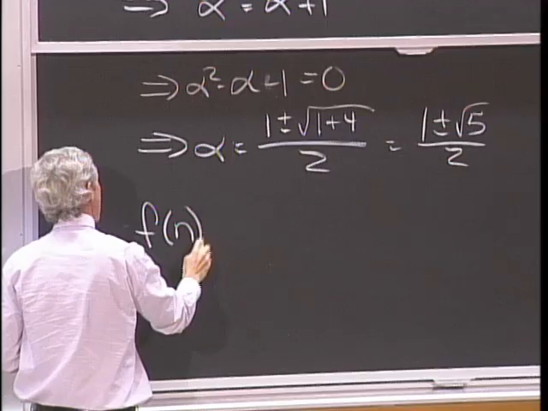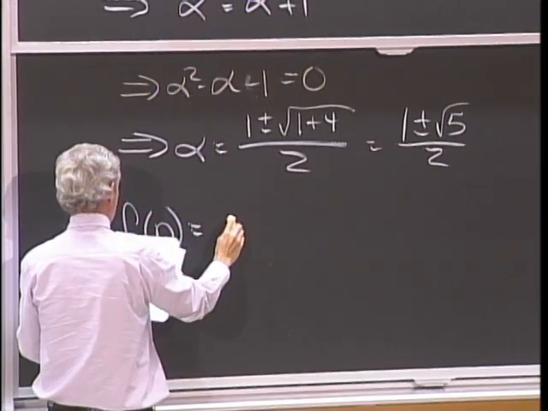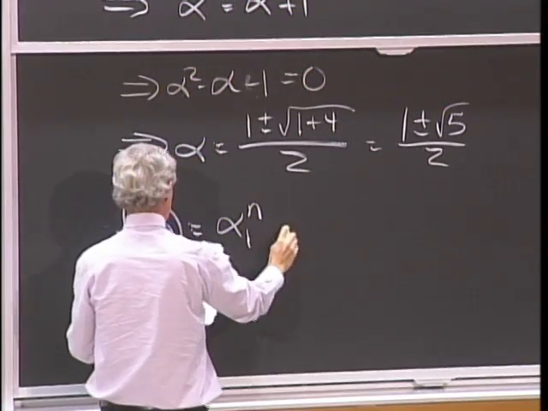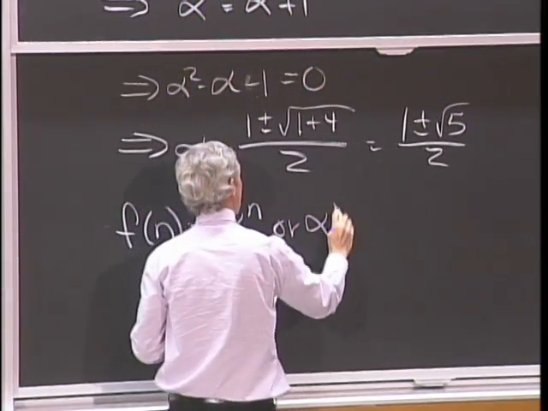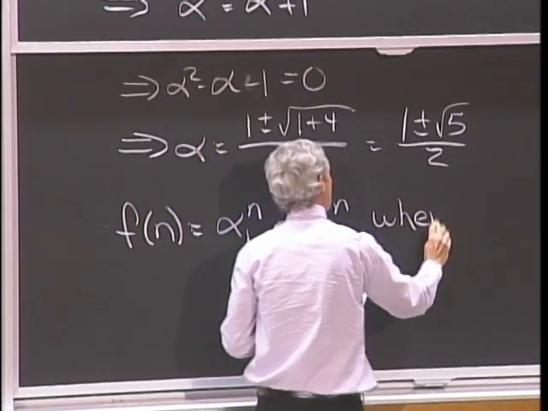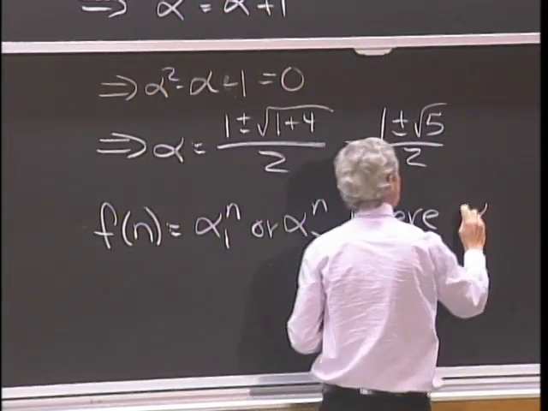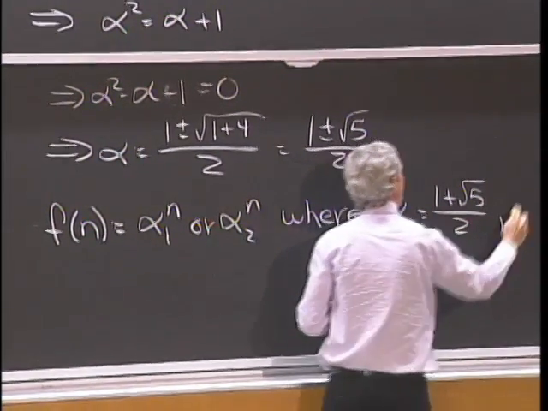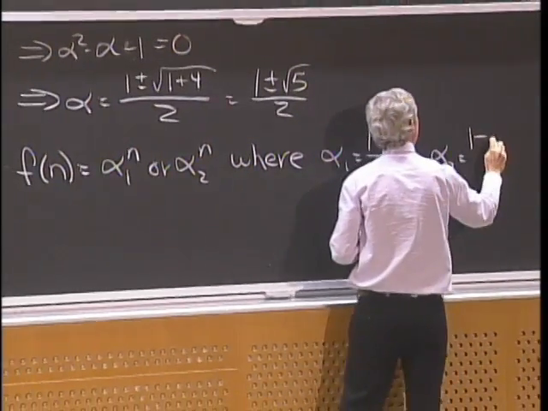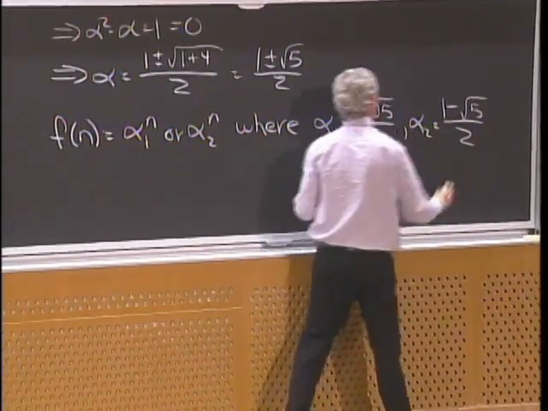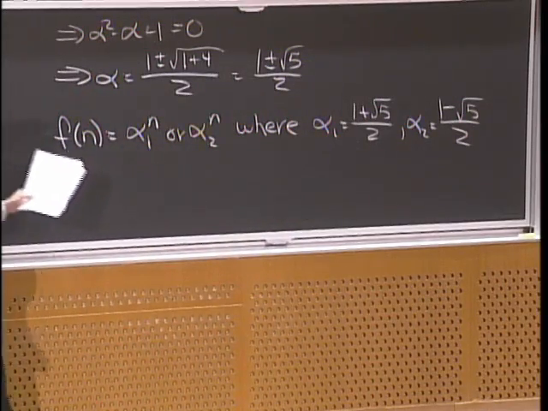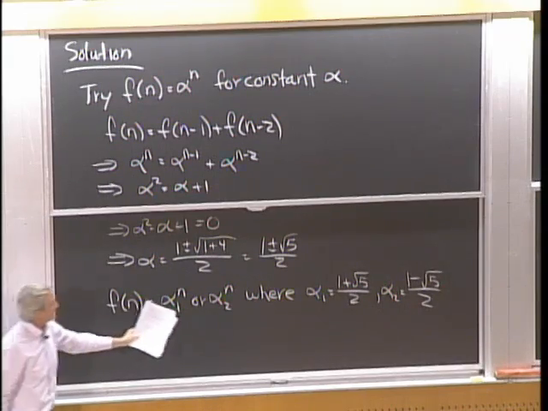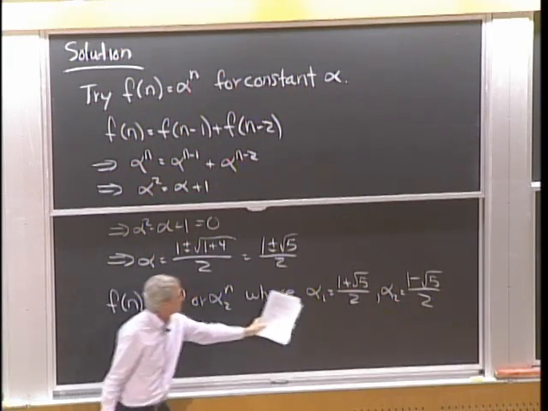So it works if f of n equals either, well, we'll call the roots here alpha 1 and alpha 2. Alpha 1 will be the positive case, 1 plus square root of 5 over 2. And alpha 2 will be the negative case, 1 minus square root of 5 over 2. All right, so guess and verify works so far if we have an exponential with either one of those bases.